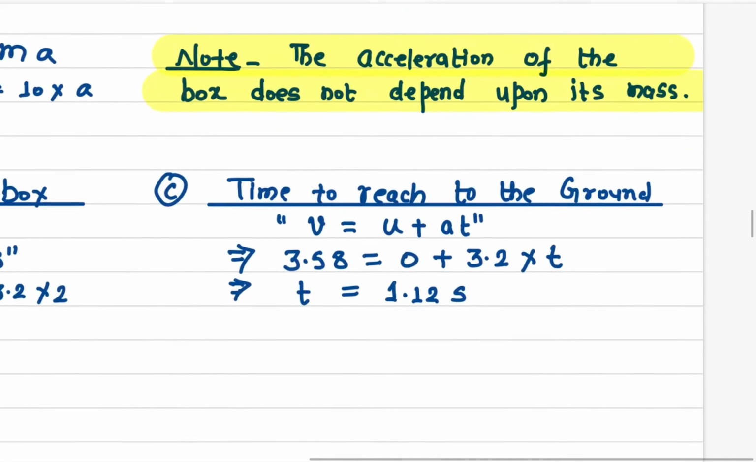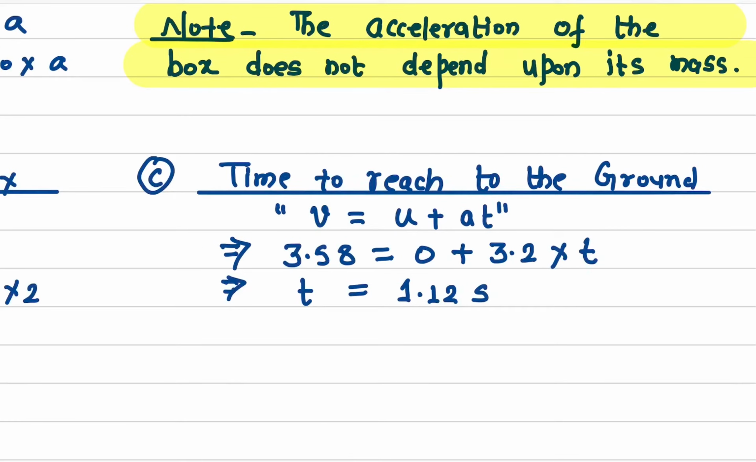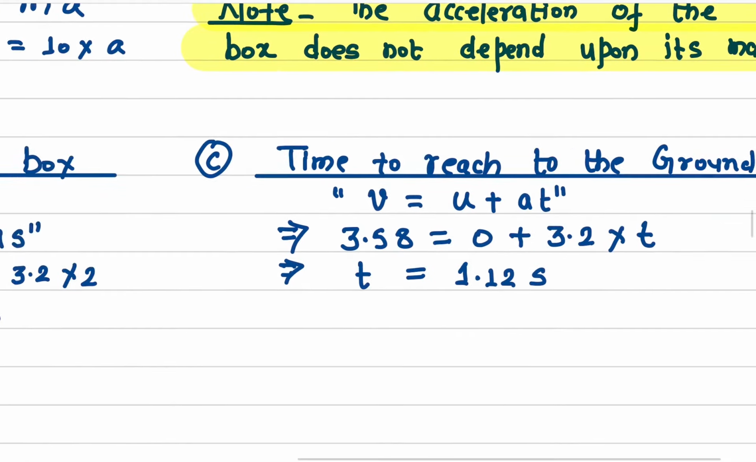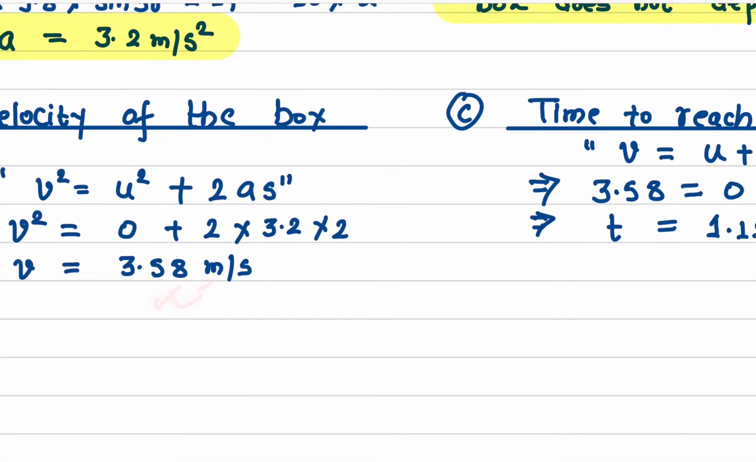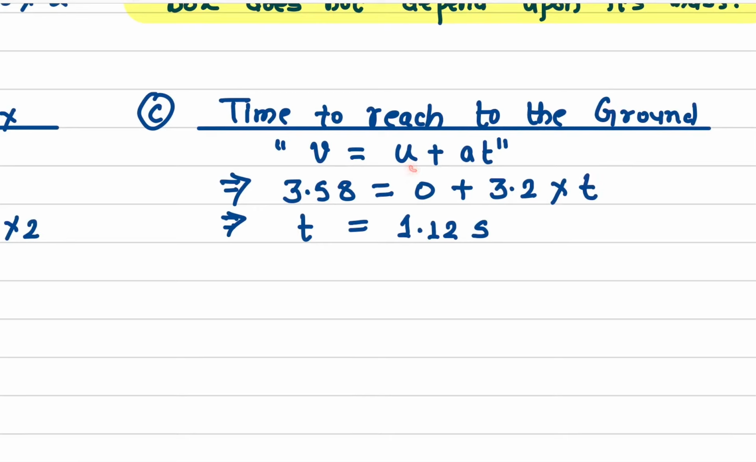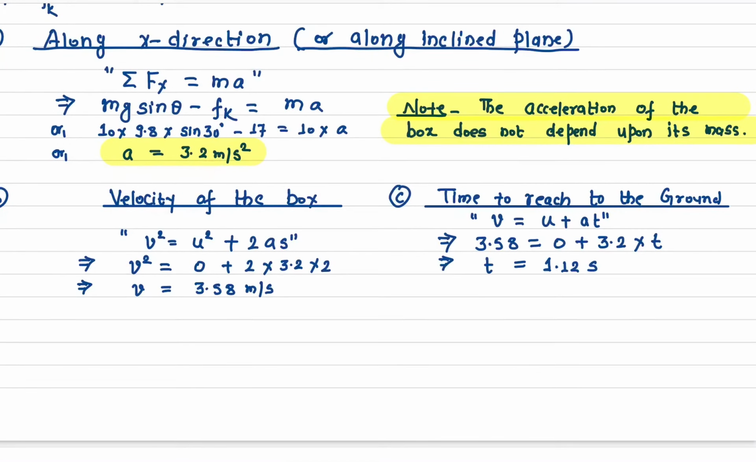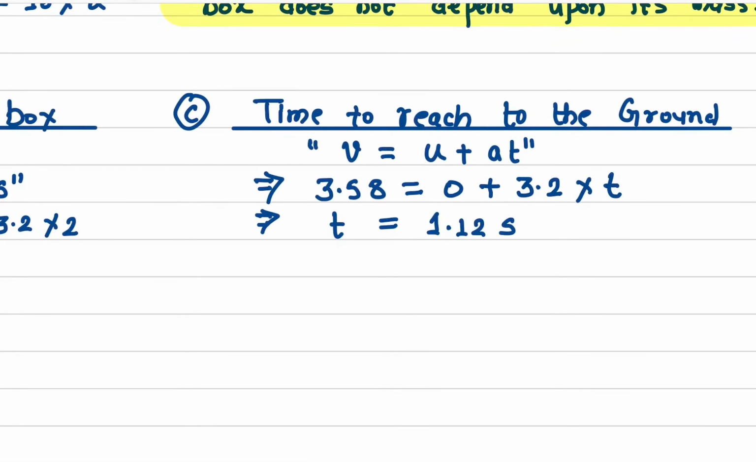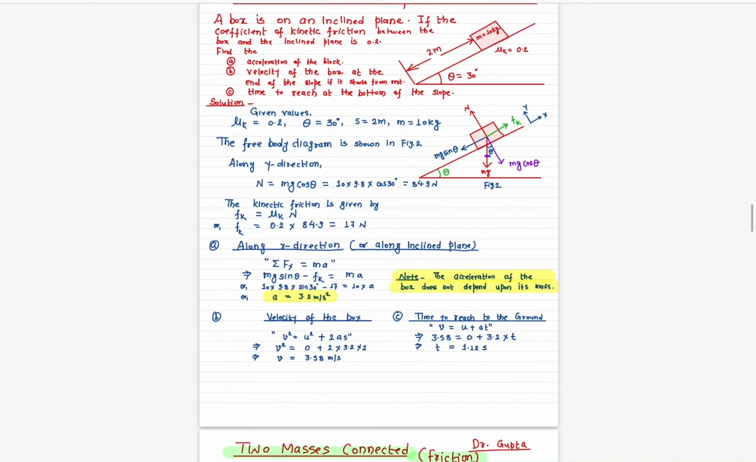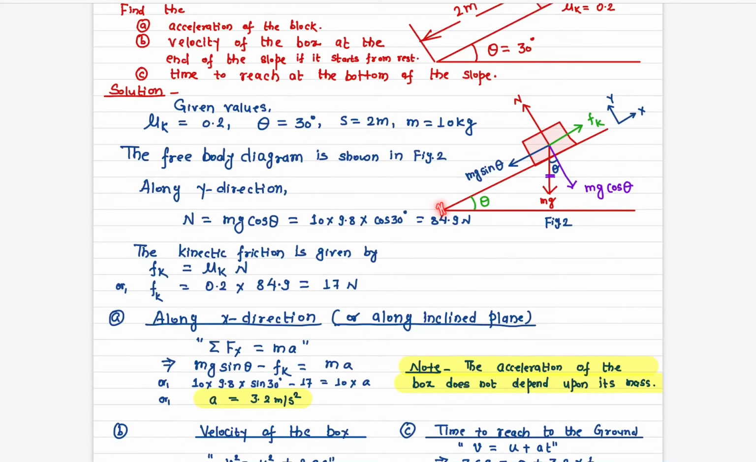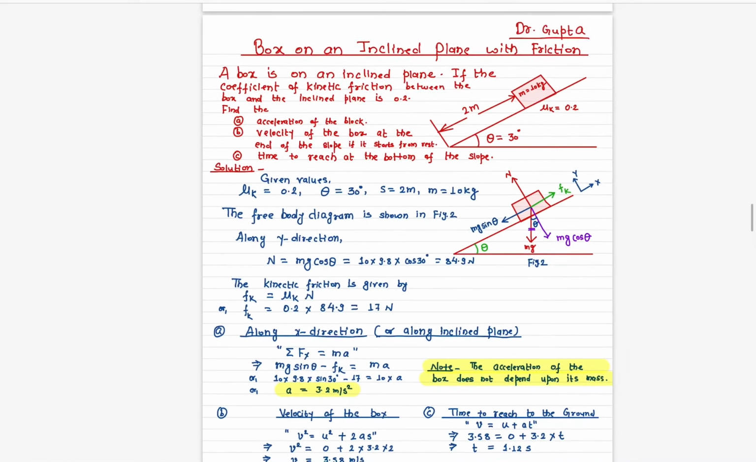Now, how long does it take to reach the ground? In order to calculate that, we're going to use this equation: v is equal to u plus at. V is the final velocity, which we already calculated, 3.58. U is the initial velocity, as the object is starting from rest, so this is 0. Acceleration we calculated, which is 3.2. And the time is what we want to calculate. So if we solve for the time, we get 1.12 seconds. So the time to come to the end of the slope is 1.12 seconds.